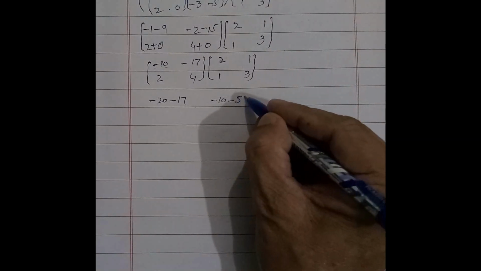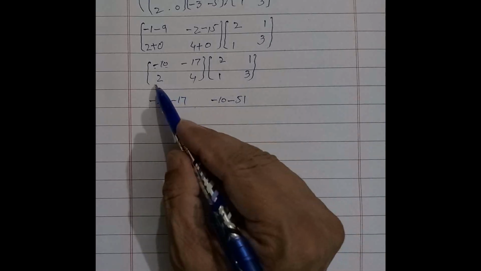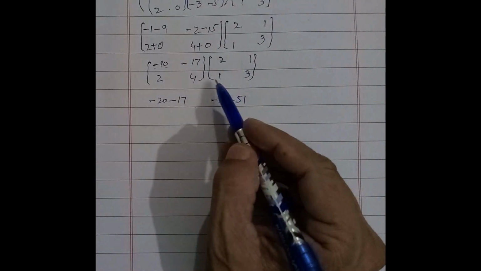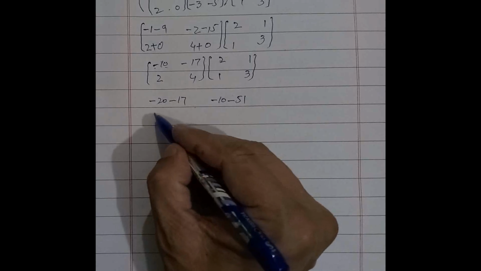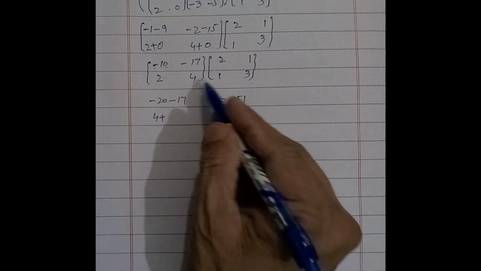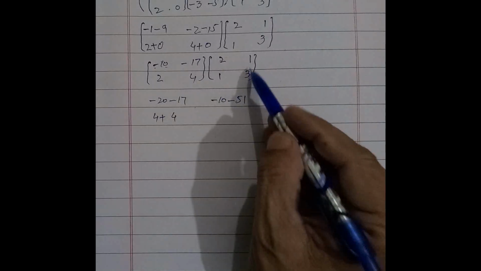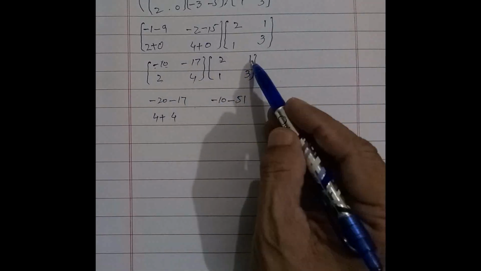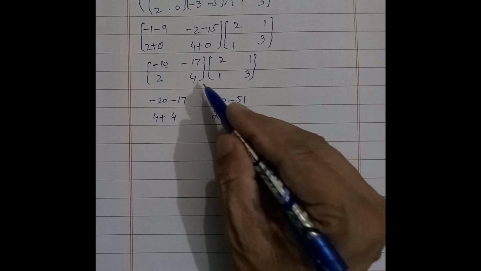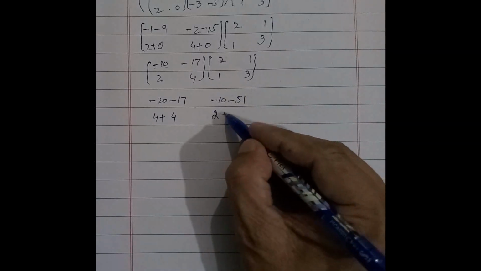-51. And second row with the first column, 2 multiplied by 2 is equal to 4, plus 4 multiplied by 1 is equal to 4. Second row with the second column, 2 multiplied by 1 is equal to 2, 4 multiplied by 3 is equal to plus 12.